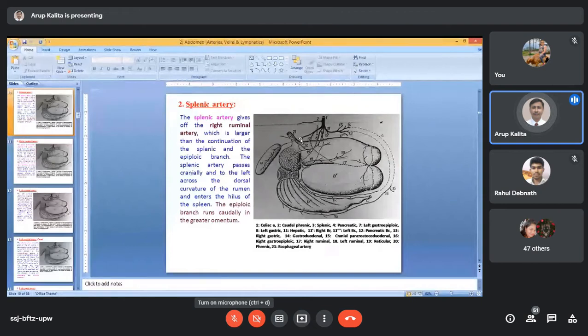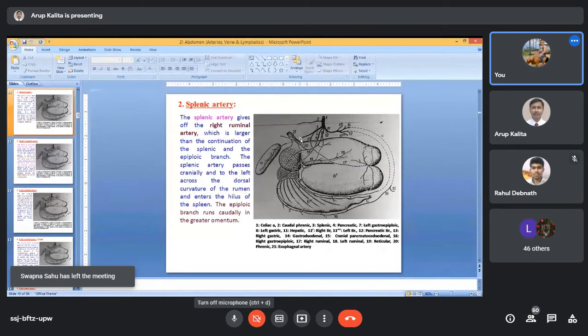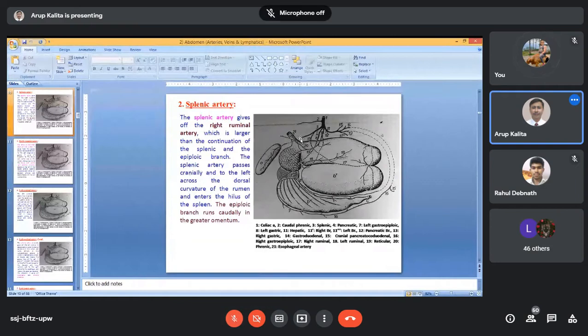So right ruminal artery arises from splenic artery. Okay?